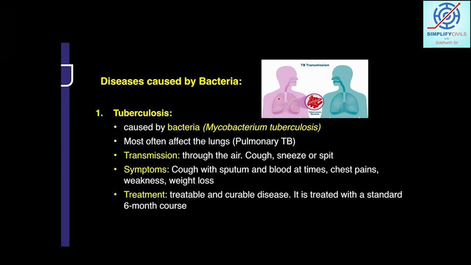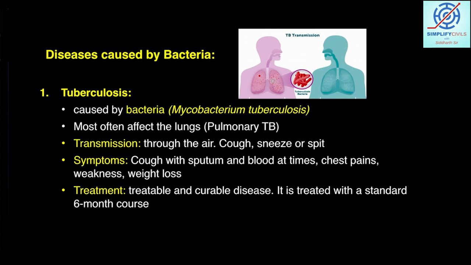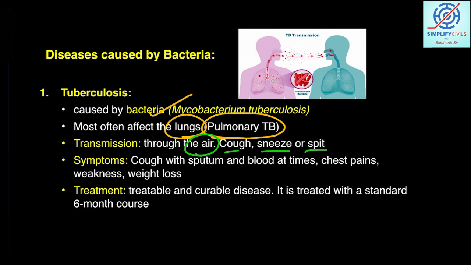So I just clean this part up. Now let's come to the basics. This is the name of the bacteria, I've already told you. Most often it is pulmonary tuberculosis. So which particular organ will be impacted? The answer is lungs. Mode of transmission, I've already told you, is air via coughing, sneezing and spitting. These droplets having the bacteria can spread from an infected person to a healthy person.